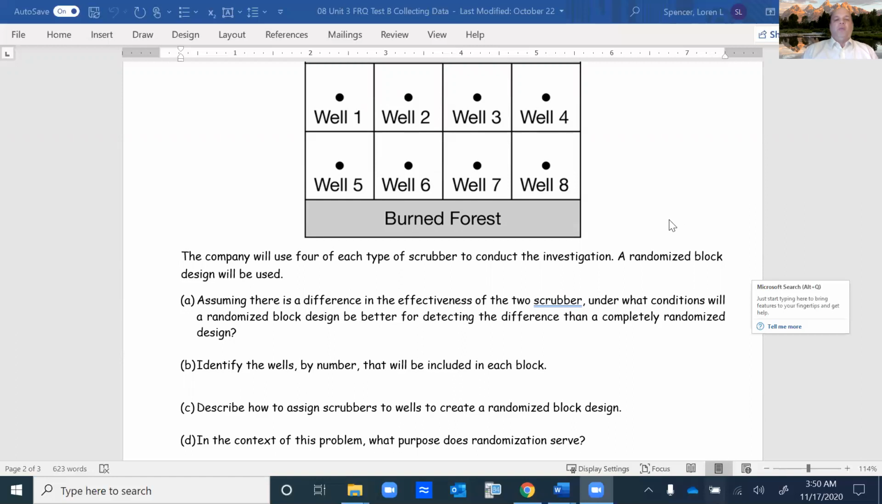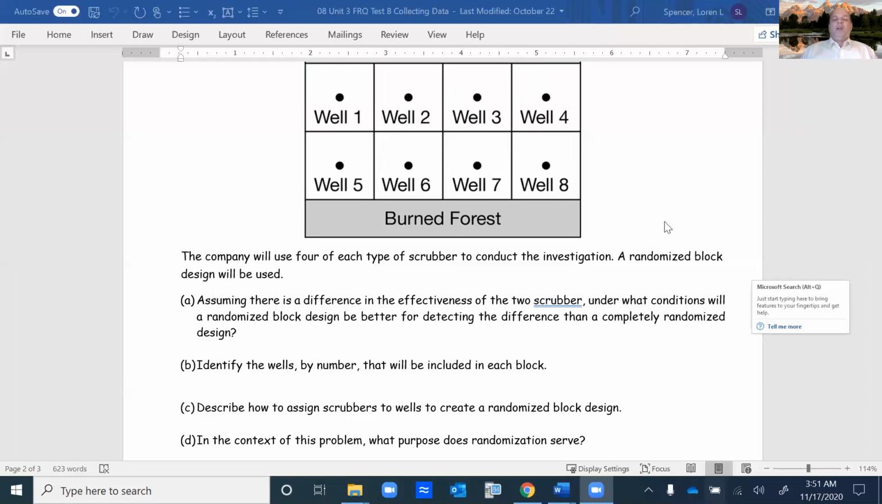So in the context of this problem, what purpose does randomization serve? The purpose of randomization is to even out the effects of any uncontrolled variables that might impact the study. In this case, that might impact the amount of cyanide. Perhaps those against the forest have higher levels, and maybe wells 5 and 6 have higher levels than 7 and 8. So I need to randomize because I don't know what all is going on in those wells. I randomize to equalize those differences so that the scrubbers have the best chance of having those effects evened out.